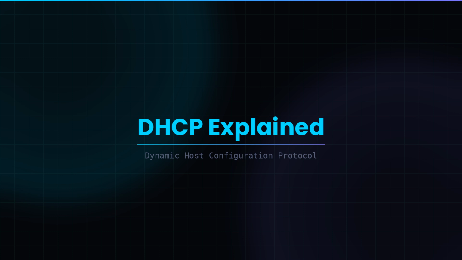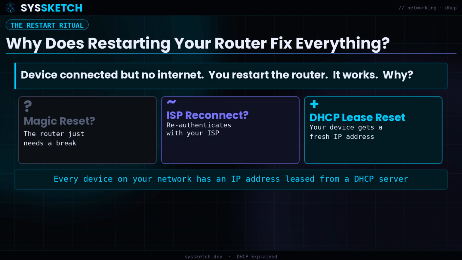There's a protocol called DHCP, and once you understand exactly what it does, you will never look at your router the same way again. Every device that connects to a network needs an IP address. Without one, it cannot send or receive data. The question is, where does that address come from?